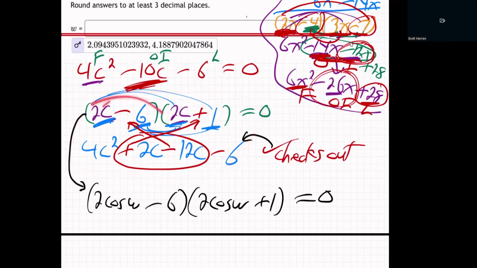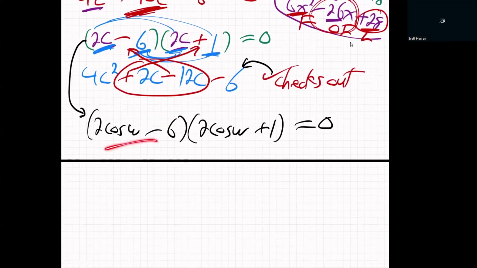You just have to do first to both, second to both, a whole bunch of times, keep changing signs and changing numbers until you get it to go back to that original. So now it's right. So now we can go forward. Now, what do we do from here? Well, we have two things multiplying to equal 0. What does that mean logically?